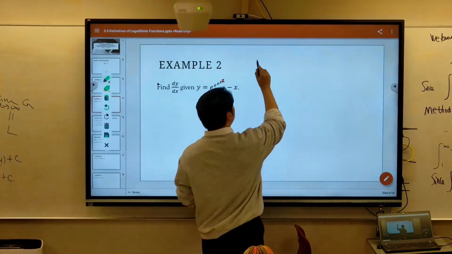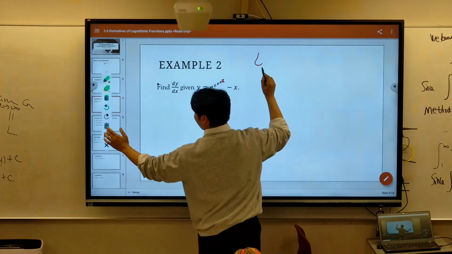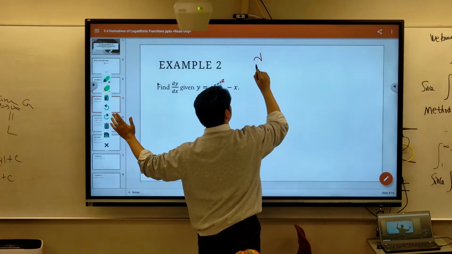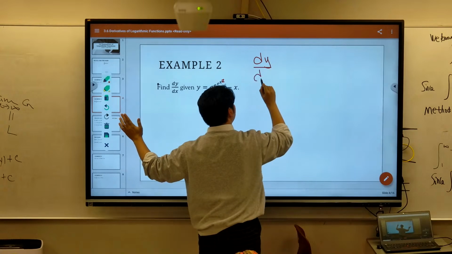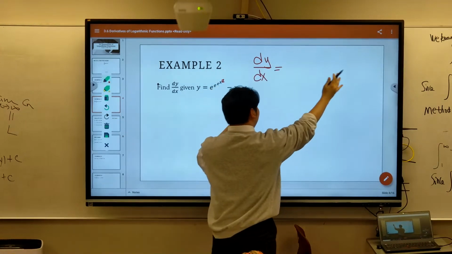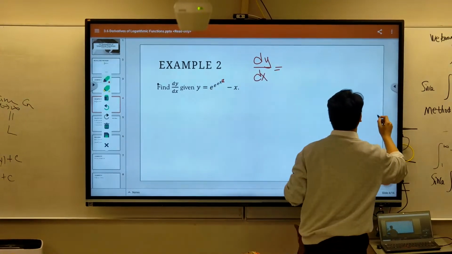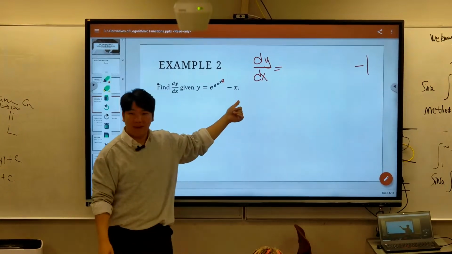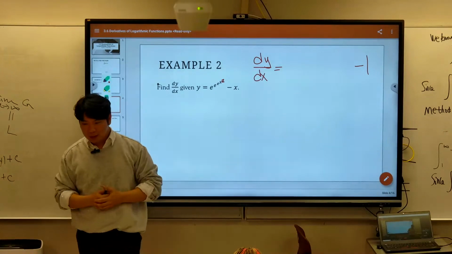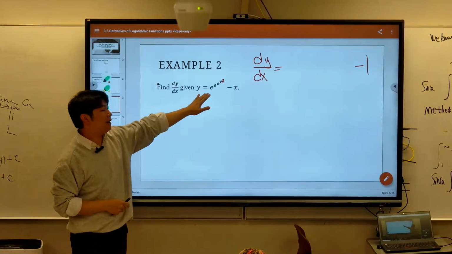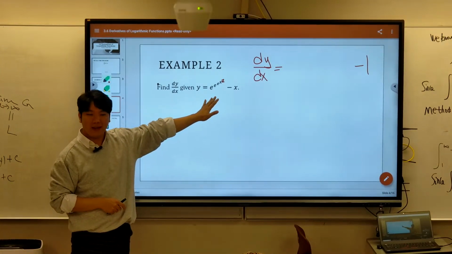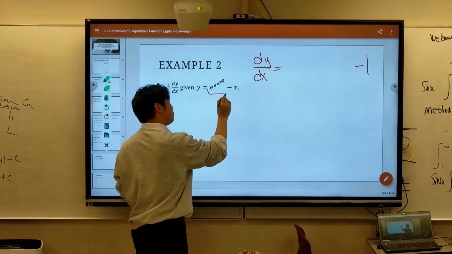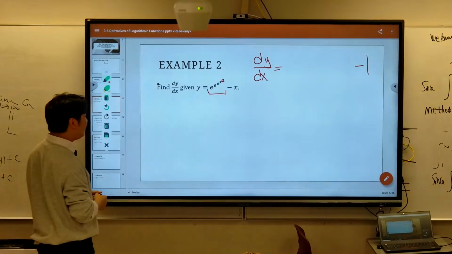So I know that if I want the derivative of this, dy dx, it's going to be something, the derivative of whatever that is, minus 1. Because the derivative of negative x is negative 1. So really, let's just focus on getting the derivative of this expression right here that I have. That's what we're focused on.